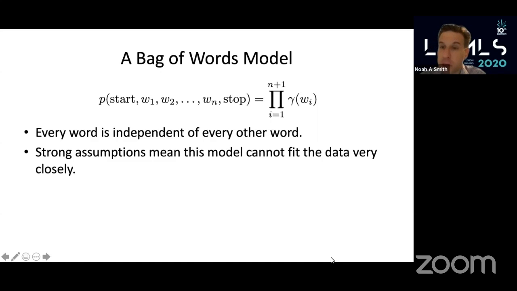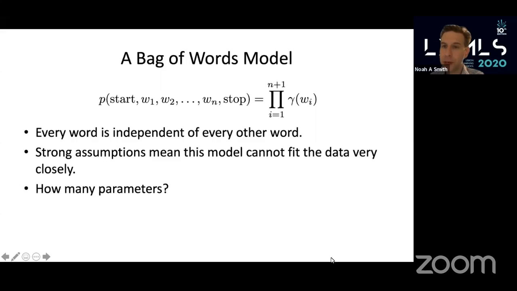What this strong assumption means is that you can't really fit the data very well. One sort of annoying property about this model is that the order of the words has no effect at all on the probability. So if you take a sentence like, I want ice cream, the probability of that sentence is exactly the same as want I ice cream, or cream ice want I, or ice cream want I. All orderings of the same sequence will have exactly the same probability, even though some of these are good English and some of them are not.